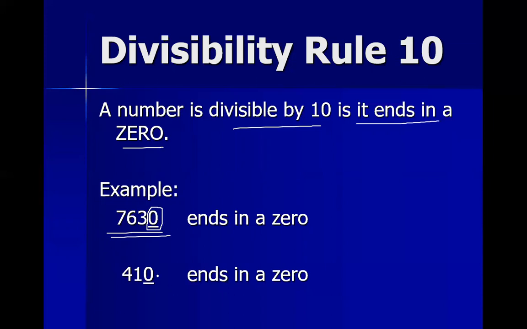exactly divisible. So the next example is 410, and 410 is having a 0 at the end. It means that 410 is exactly divisible by 10. This is a very easy rule to check the divisibility by 10.